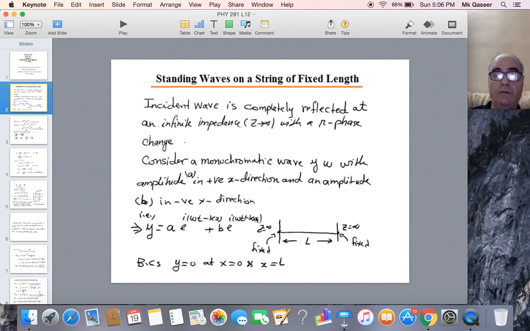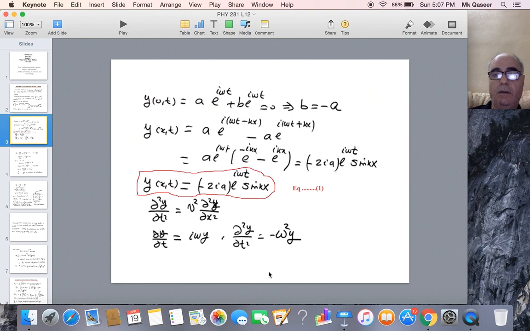We know that the solution of the wave equation is given by this form. The first term is the incident wave and the second term is the reflected wave. When the wave reaches the second end, it is reflected out of phase because Z2 is greater than Z1. Now we have to satisfy the boundary conditions for this equation. That's y equals 0 at x equals 0 and y equals 0 at x equals L.